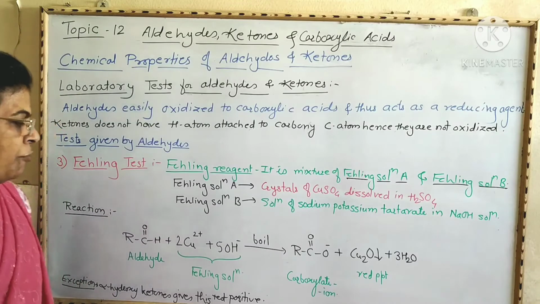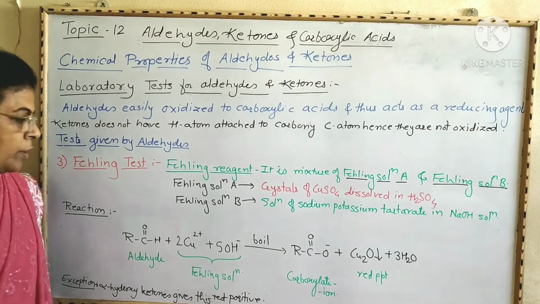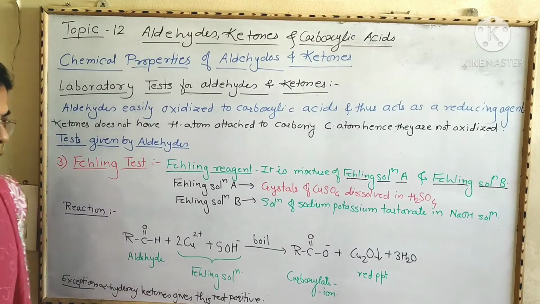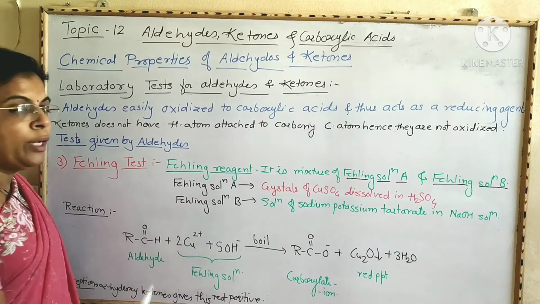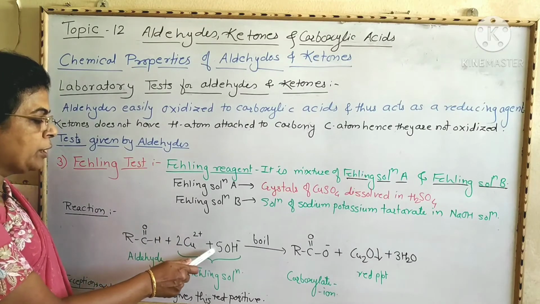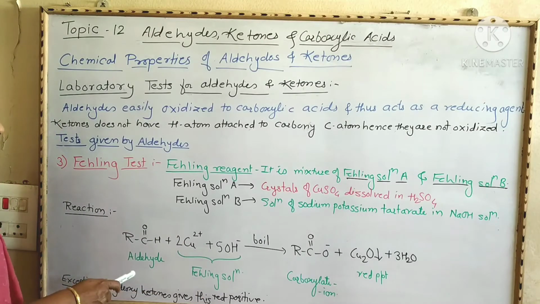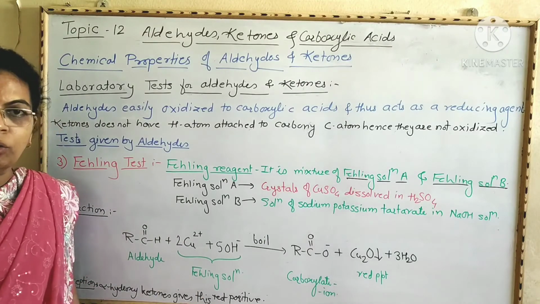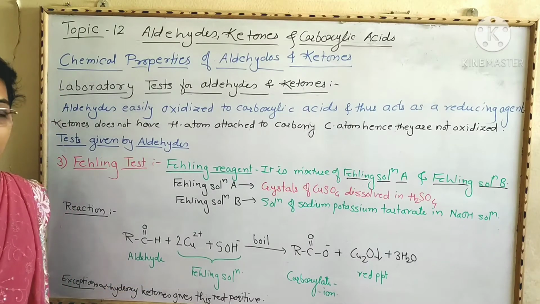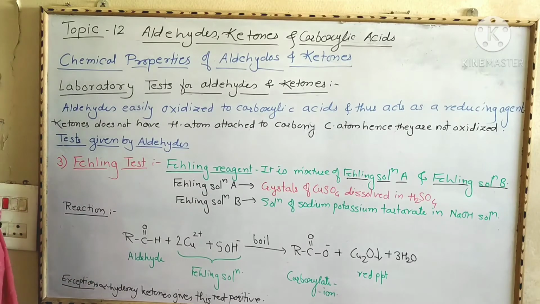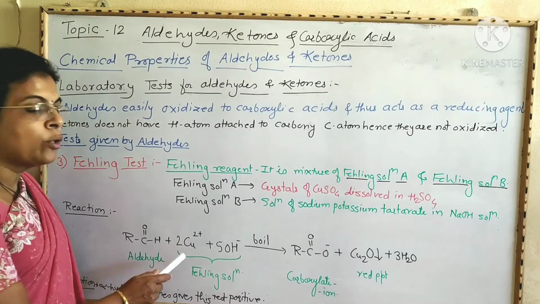Now here, when an aldehyde is boiled with this Fehling solution, that is, Fehling solution possesses Cu2+ ion, 2 Cu2+ ion plus 4 OH- ion. This is Fehling solution. Now when this aldehyde is boiled with this Fehling solution, then this aldehyde undergoes oxidation. Aldehyde undergoes oxidation to give carboxylate ion, and this copper undergoes reduction.